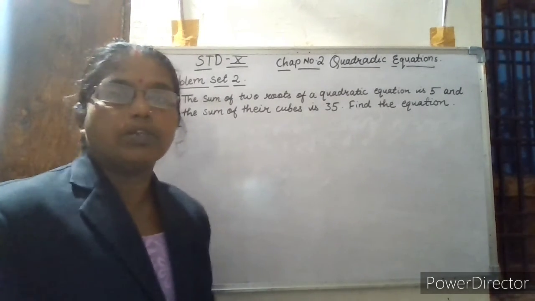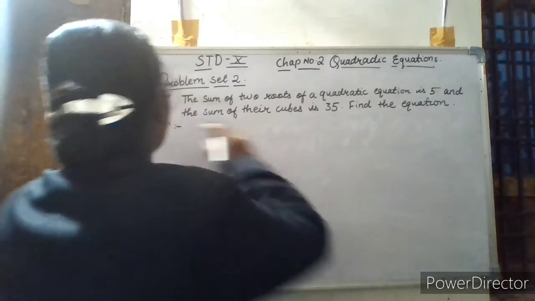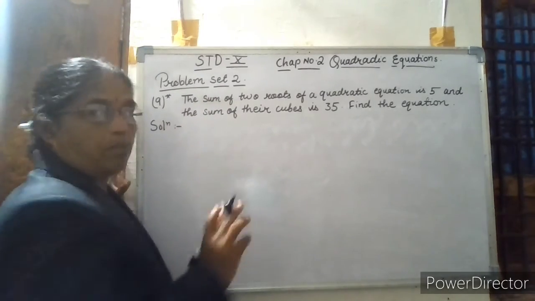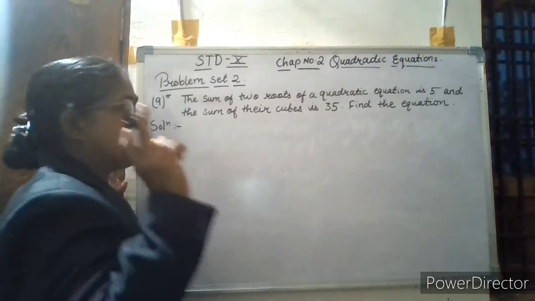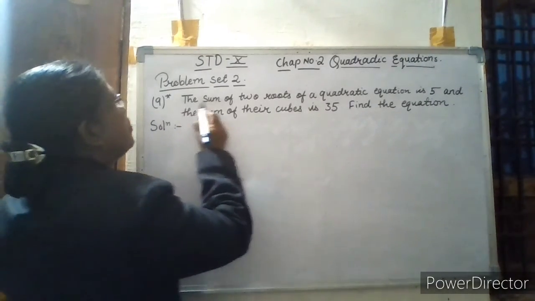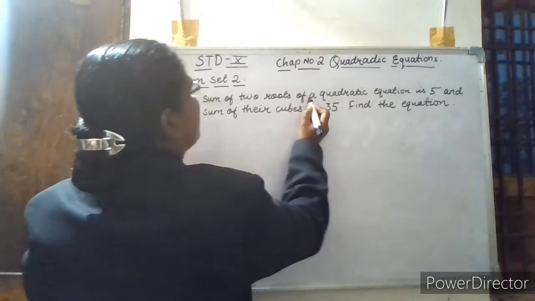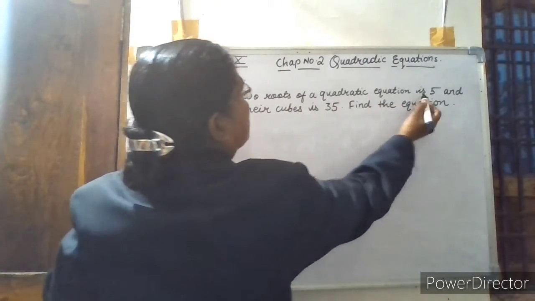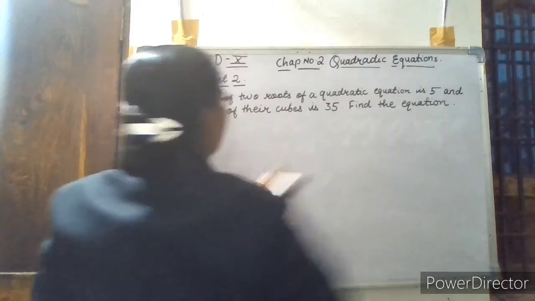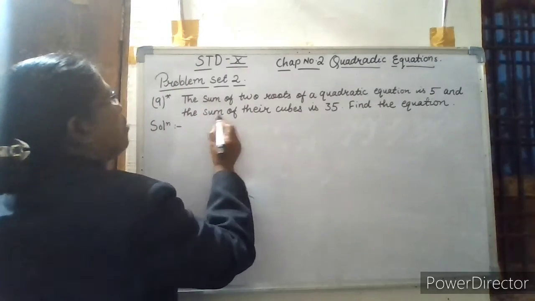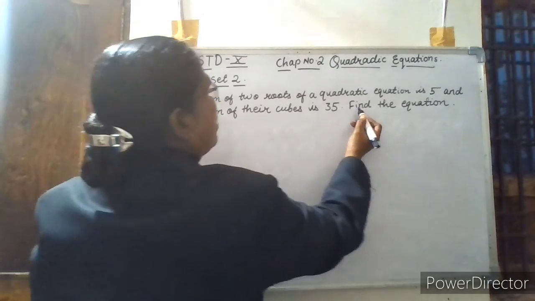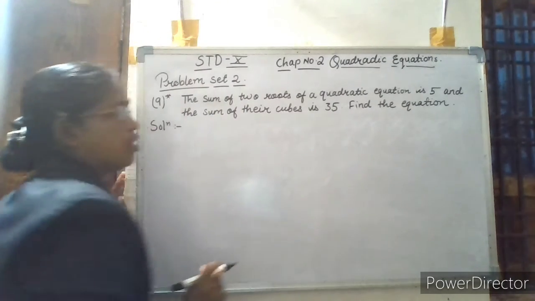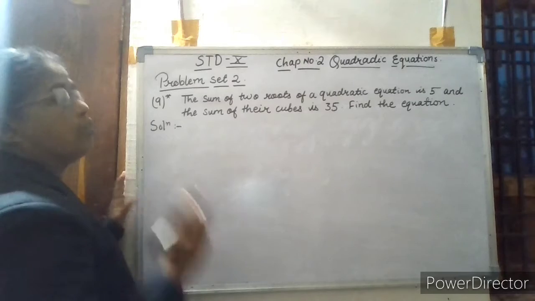Now we'll take the next question, that is question number 9. This is also a star mark question. So star mark questions are very important, children. So revise it properly. The sum of two roots of a quadratic equation is given as 5 and the sum of their cubes is 35. Find the quadratic equation using the formula.